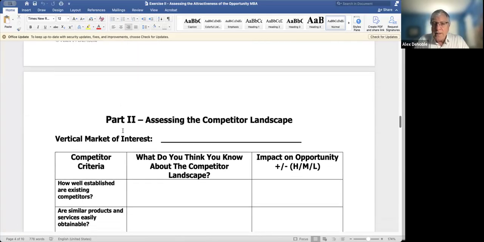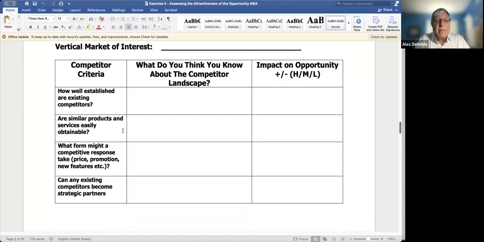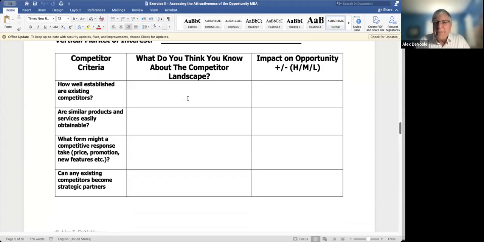Now, part 2 is dealing with assessing the competitor landscape. I'm asking the same thing. How well established are existing competitors? So what do you think you know about existing competitors? Here you're just going to put in bullet points about what you think you know, and hopefully some of it will be based on market research. And I'm asking you to rate the impact based on when you're asked to tell the story about the competitor landscape. What do you think you know?